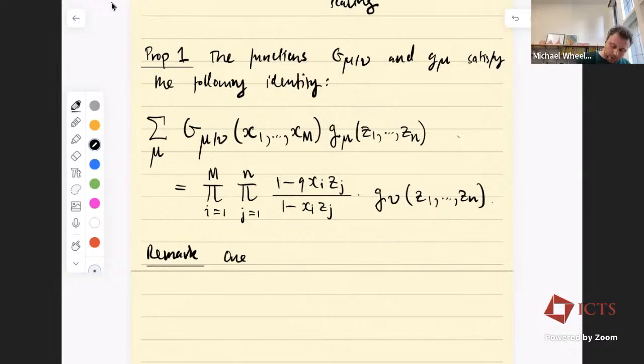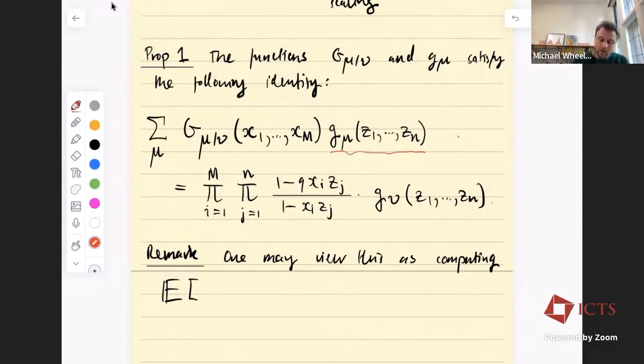So actually one may view this as computing an expectation or average of an observable, and the observable is basically this thing here, with this function g of mu that's valued on the random variable in question. That's going to be the thing that we're averaging. So one can view this as an average of that g of mu with respect to this probability measure here.